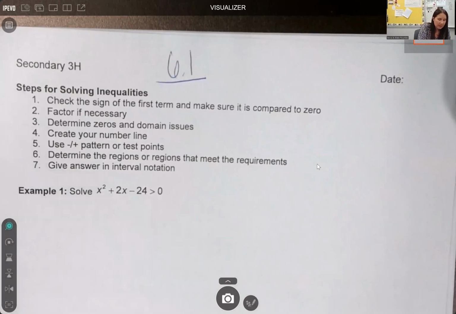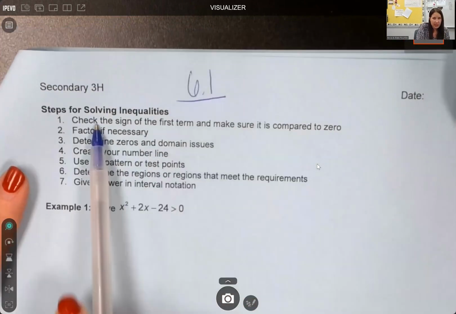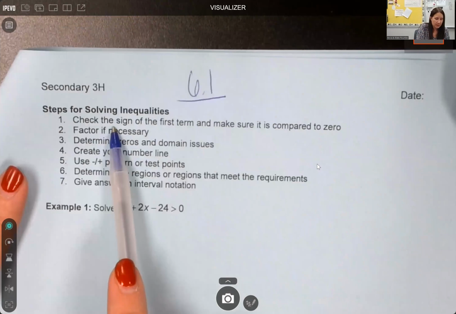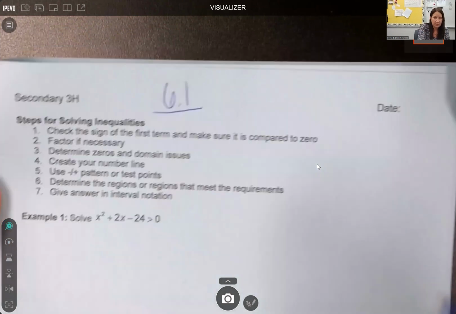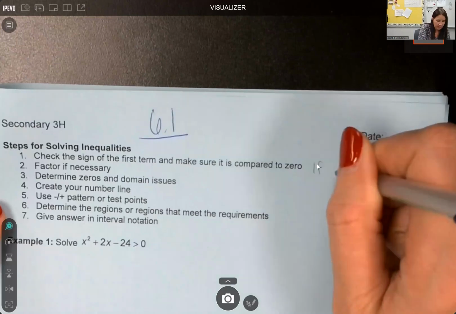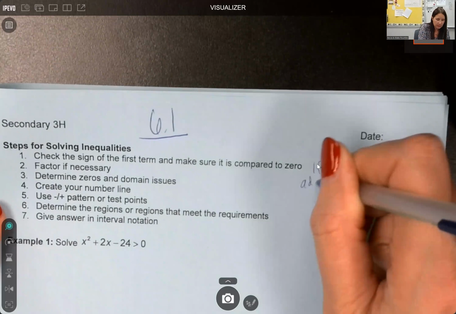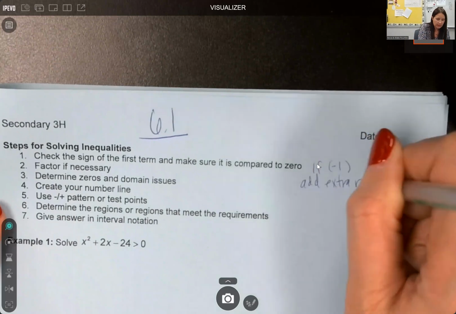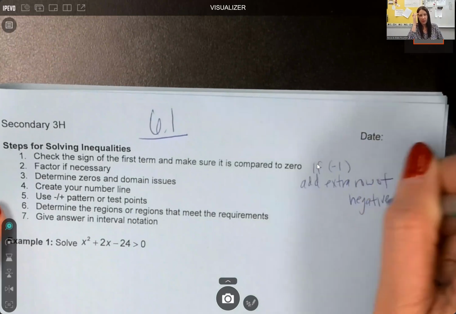Okay, so the first thing I have to do is make sure that there's not a -1 on the first x squared or the first term. If there is a -1, I'm going to add an extra row of negatives. So if a -1 is there, then add an extra row of negatives. And I'm going to go over that a little bit more as I write out this sign chart.